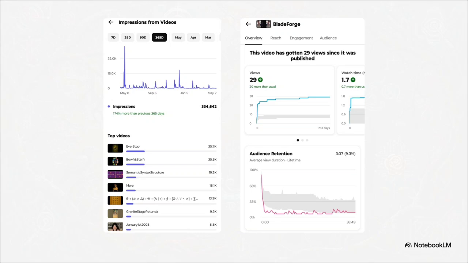When you contrast that with the specific performance for a video titled Blade Forge, you get a totally different story. Despite the massive macro reach, Blade Forge sits at an incredibly niche 29 views. This reveals a seriously jarring disconnect. The algorithm can show the door to hundreds of thousands of people, but the actual human engagement, that decision to actually step through the door, remains highly selective. It's this fascinating clash between broad algorithmic reach and micro-level human intent.